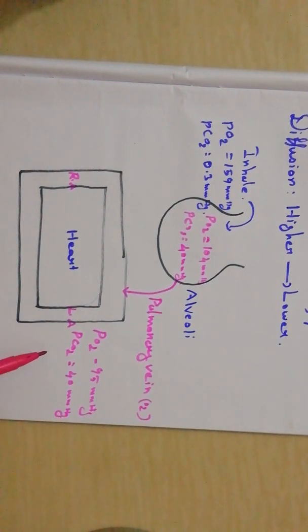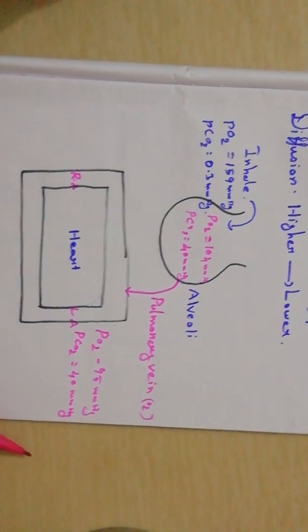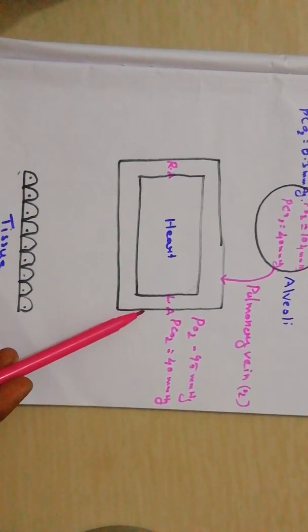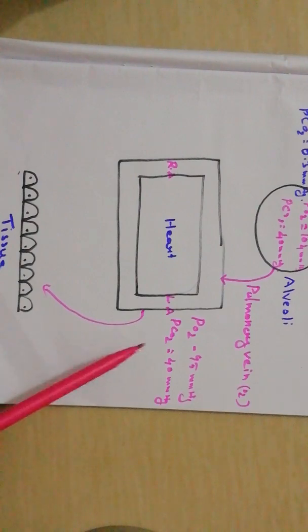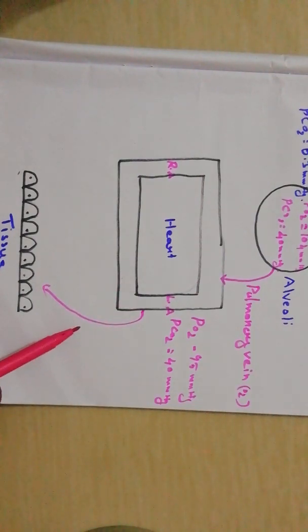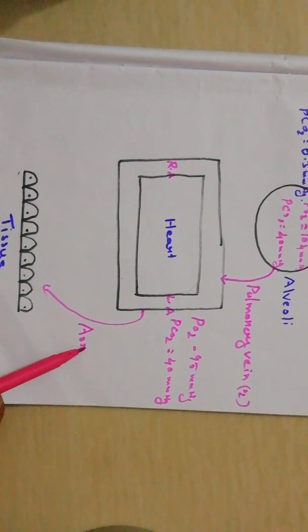Now this oxygenated blood is coming towards the tissue, right? So which vessel will take this oxygenated blood to the tissue? From the left auricle, the blood goes to the left ventricle. From the left ventricle, the biggest artery, known as the aorta, will take this oxygenated blood to the tissues, the cells, right?